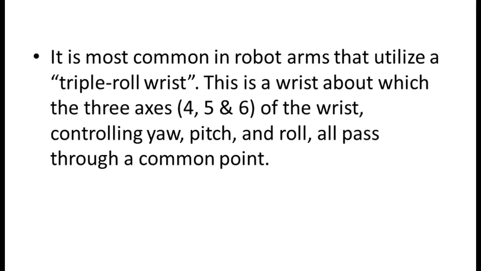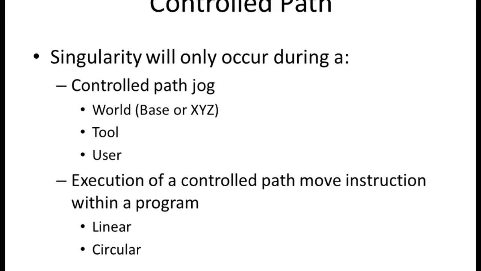It's most common in robots that utilize a triple roll wrist. That's roll, pitch, yaw, axis 4, 5, 6. Everybody okay? Okay. Controlling yaw, pitch, and roll all pass through a common point. Singularities will occur during jogging: world jog, tool jog, or user jog.